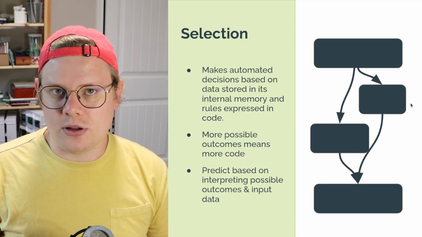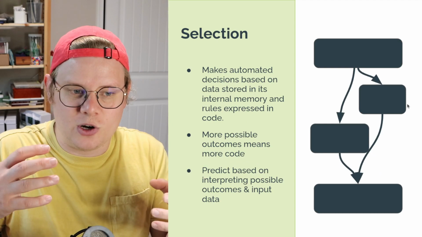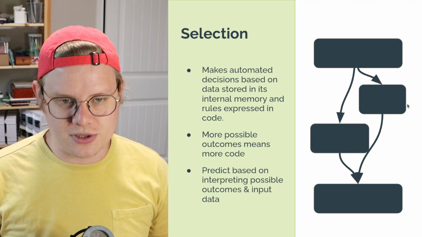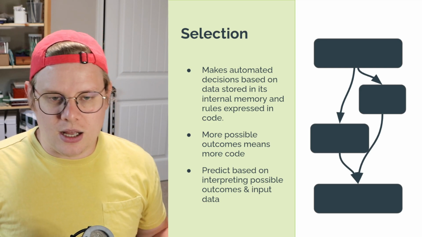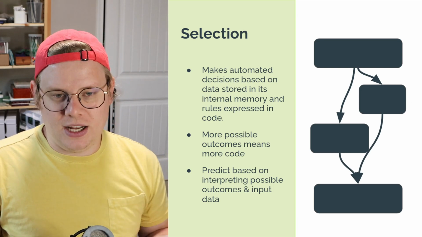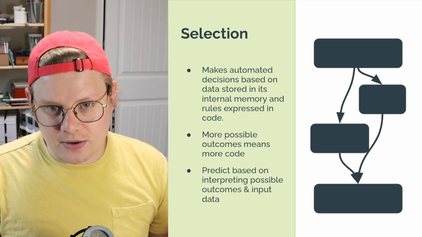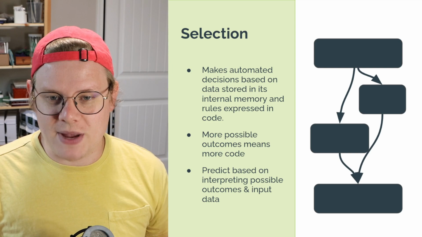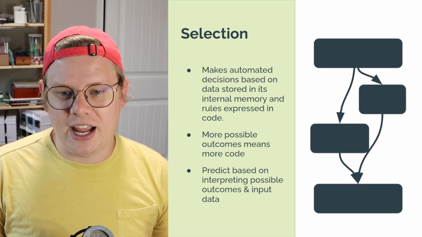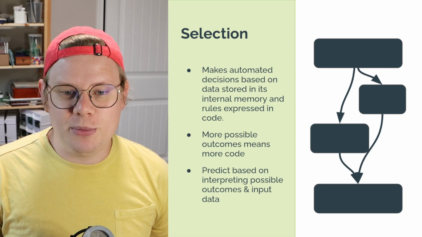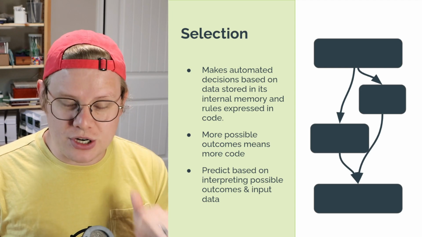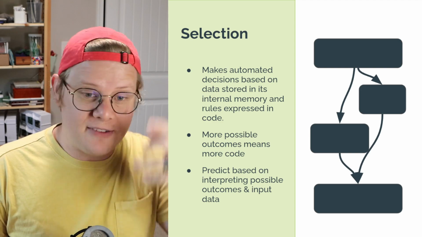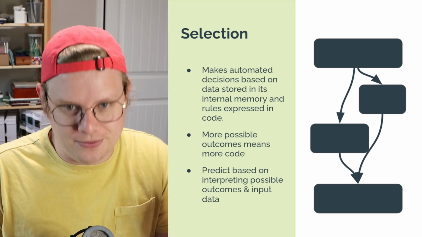As students develop, they'll start to learn this idea of selection, especially after they learn about conditional control structures. The selection mental model is as follows. A computer is a machine that can make automated decisions. The computer makes decisions based on data stored in its internal memory and rules expressed in code. A computer can only make decisions based on instructions written in code. So, if a programmer wants a computer to make complicated decisions with a lot of possible results, they'll need to write a lot of code.